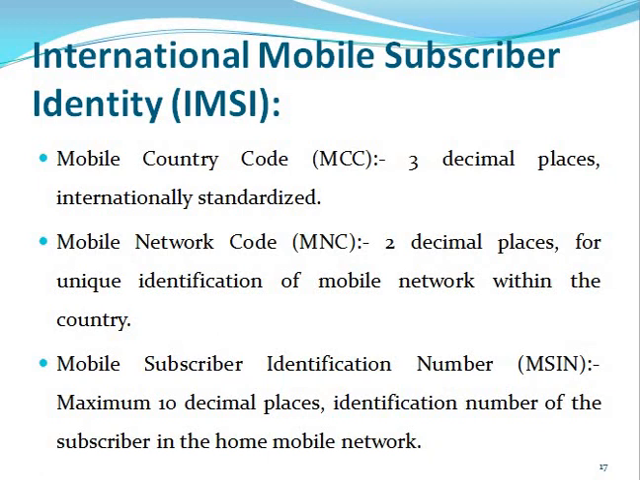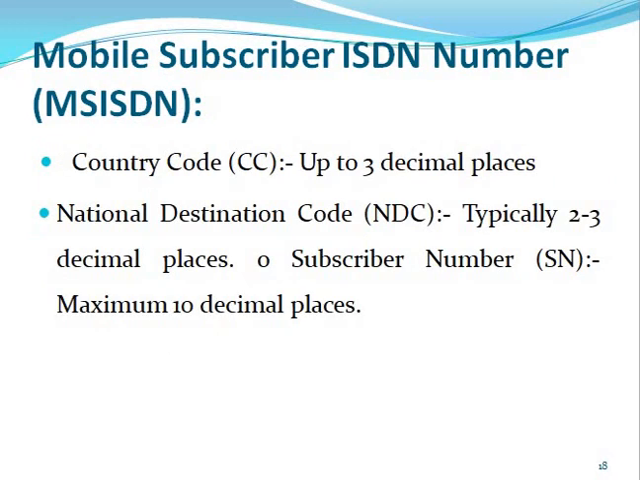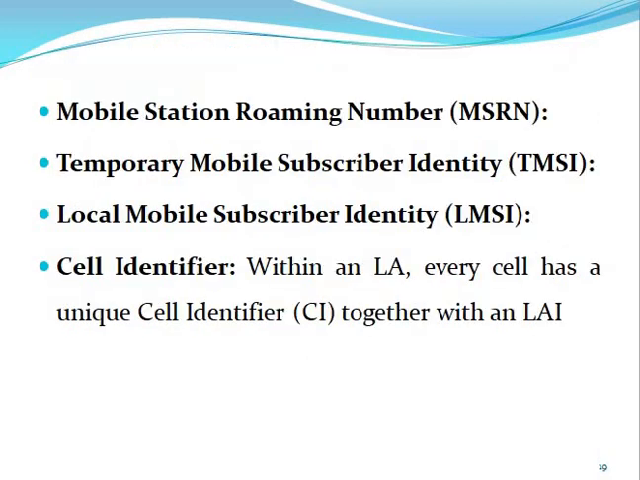It is maintained for all. Then the mobile subscriber ISDN number: the country code is up to 3 decimal places, the national destination code (NDC) is 2 to 3 decimal places, and the subscriber number is a maximum of 10 decimal places. So this is the mobile subscription number we can discuss.